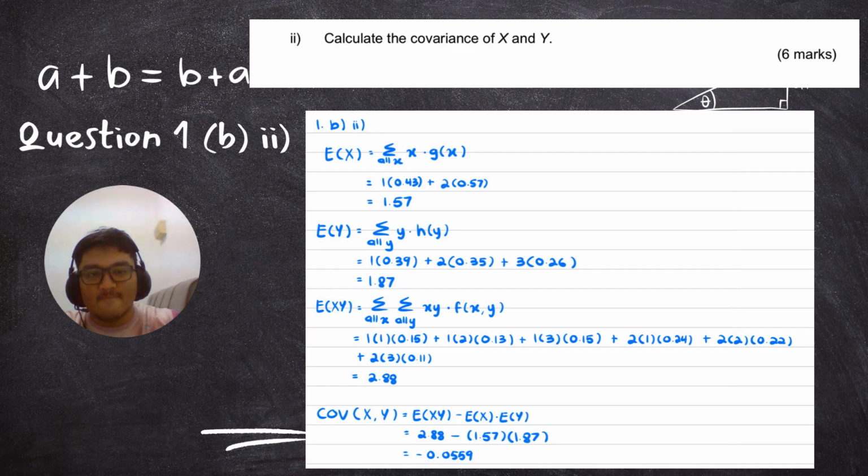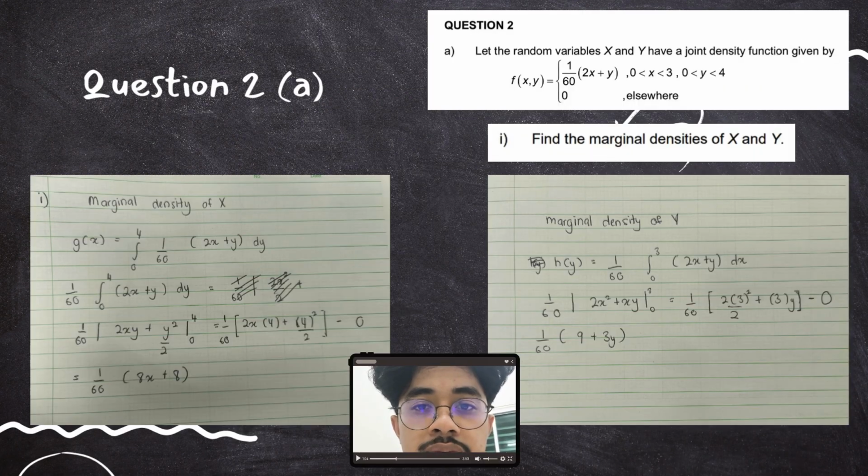Okay, for question 2a, the first Roman numeral is to find the marginal density of X and Y. So we will start with the marginal density of X, or g(x).